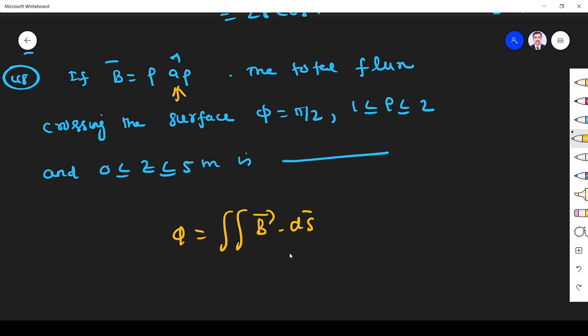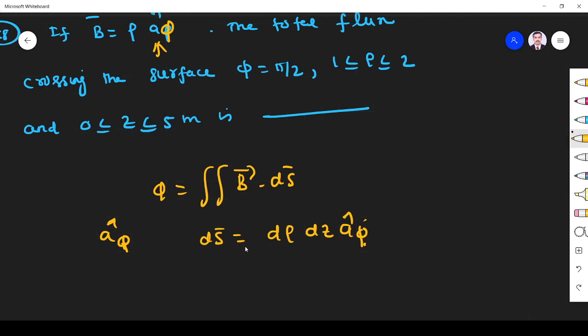B is in a_phi direction. As per the cylindrical coordinate system, ds will be d rho dz in the a_phi direction. Sorry, in the question it is a_phi that is given. So I can write d rho dz a_phi, in the a_phi direction. Okay, please change it.